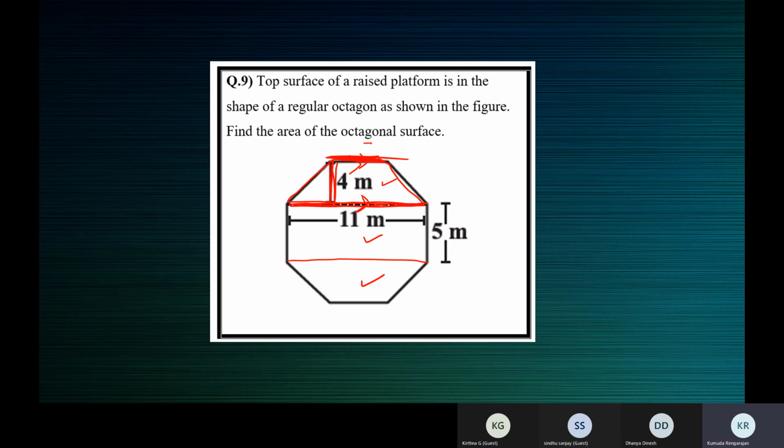The same will be the area of the other trapezium. And what were the length and the breadth of the rectangle? Ma'am, 11 meters the length and 5 meters the breadth, ma'am. Perfect. 11 into 5, we can get the area. Correct. So just find the areas of the 3 plane figures, add to find the area of the octagonal surface.